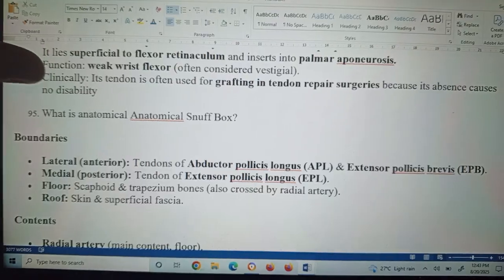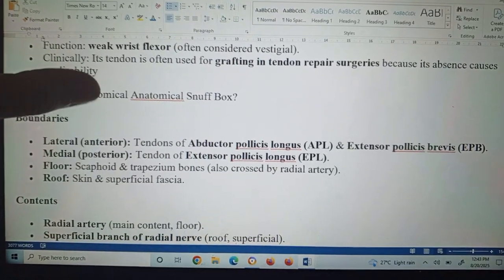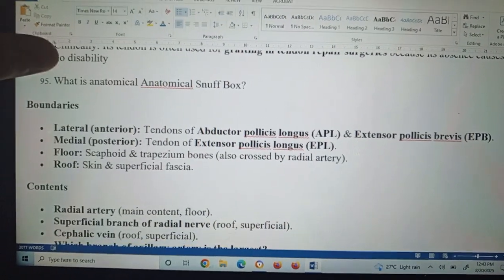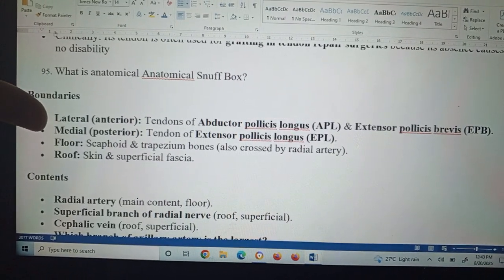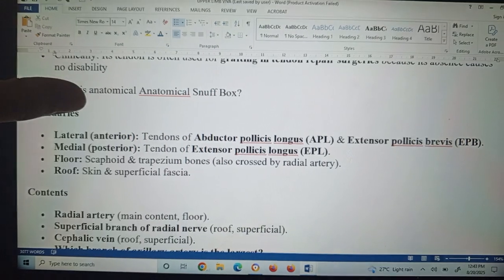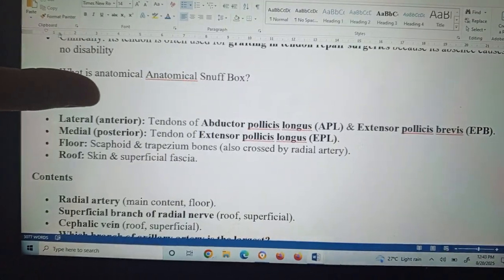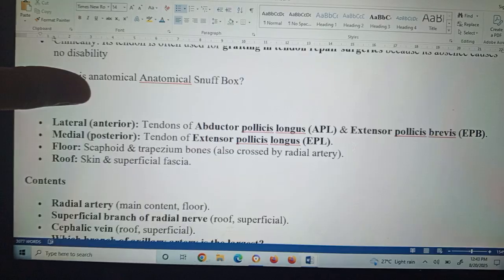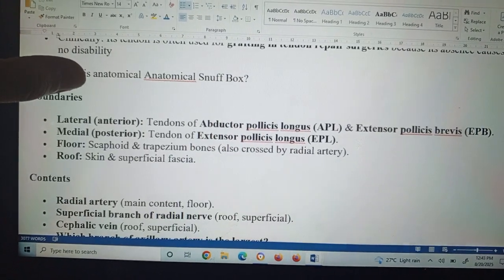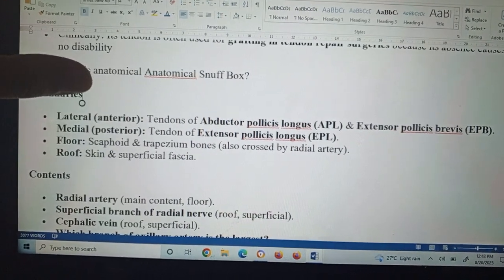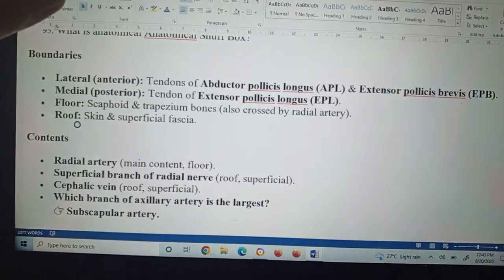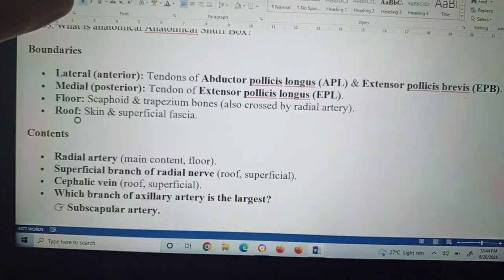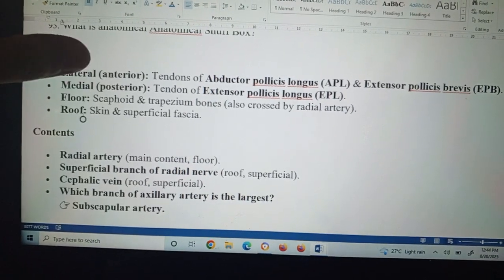What is the anatomical snuff box? Here "anatomical" is written two times mistakenly. The boundaries are lateral, medial, floor and roof. The anterior or lateral boundary is formed by the abductor pollicis longus and extensor pollicis brevis. Medially, the tendon of the extensor pollicis longus. The floor is formed by the scaphoid and trapezium bone, also crossed by the radial artery. This is an extra point. The roof is formed by the skin and superficial fascia.